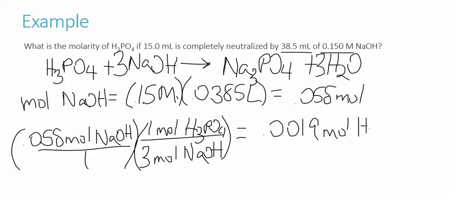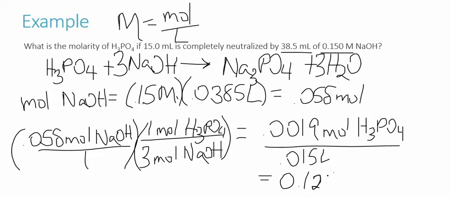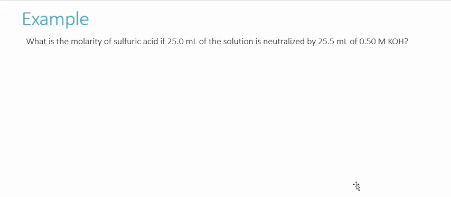I want to find the concentration. Well, molarity is equal to moles divided by liters. So take the moles, divide by the volume, which is 15 mL, so 0.015 liters. That will give me the concentration of the acid. So 0.128 molar is the concentration of that acid. So those are some neutralization reactions. I'm going to skip the last one because it's very similar to the previous 2.